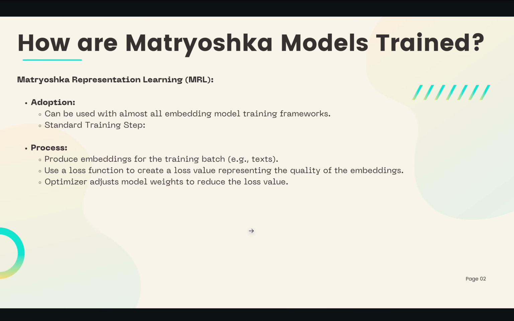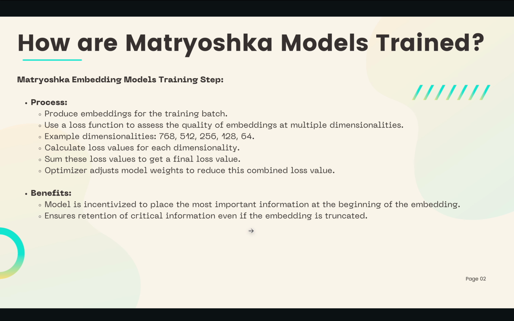So how is a Matryoshka model trained? Matryoshka representation learning can be used with almost all the embedding training frameworks we know. Standard training steps: we produce embeddings for the training batch, and we use a specific custom Matryoshka loss function to create the loss value representing the quality of the embeddings, and the optimizer adjusts the model weights to reduce the loss value. So these are the steps.